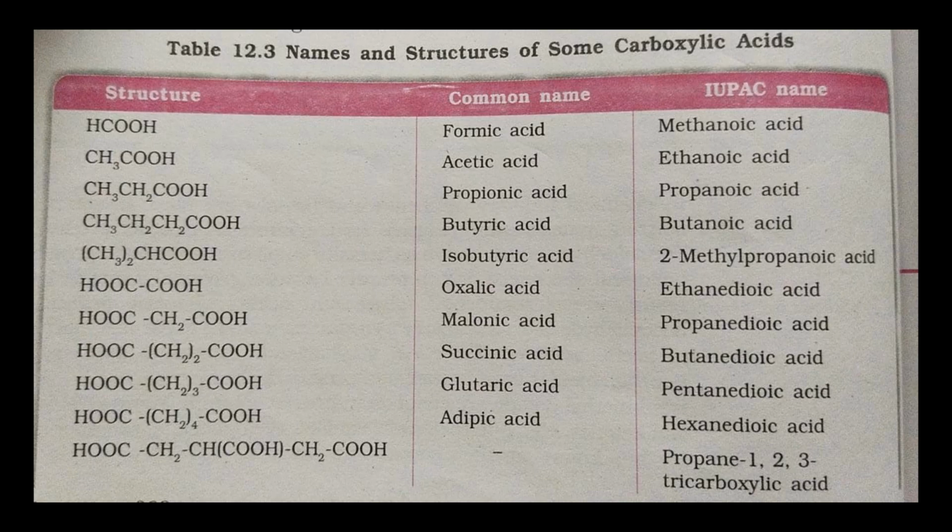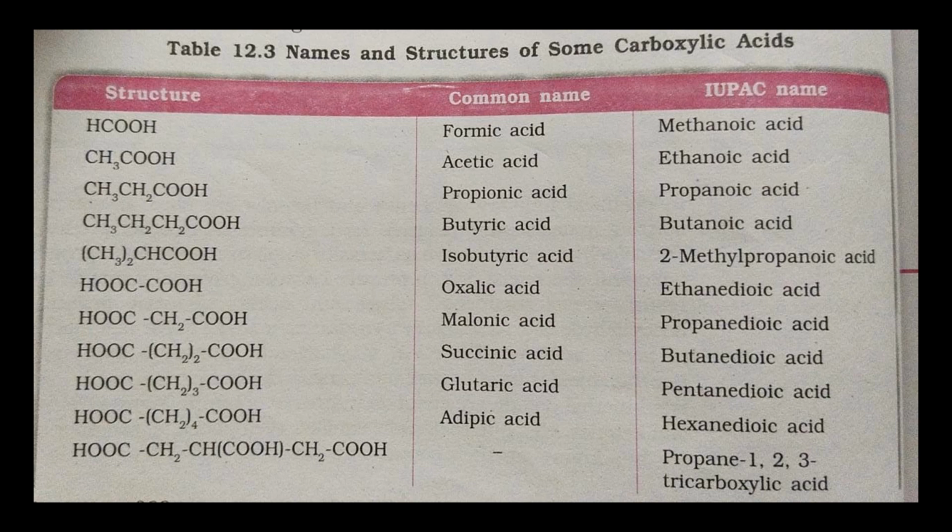Table 12.3 Names and structures of some carboxylic acids. Structure, common name, IUPAC name. First one, HCOOH, which is formic acid, also called methanoic acid. Next one, CH3COOH, which is acetic acid, also called ethanoic acid. Next one, CH3CH2COOH, which is propionic acid, also called propanoic acid. (CH3)2CHCOOH, which is isobutyric acid, which is 2-methylpropanoic acid.